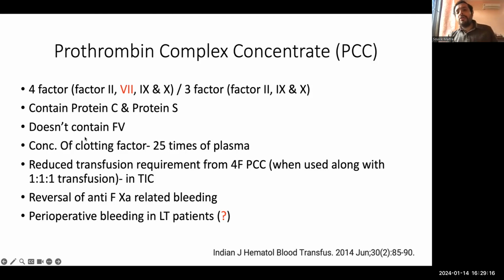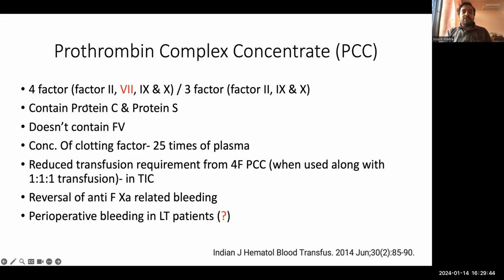Next, coming to prothrombin complex concentrate. PCC is a relatively newer concept. Basically, as the name suggests, PCC contains important coagulation factors, and it is called a 4-factor PCC or a 3-factor PCC. So what is the difference between 4-factor PCC and 3-factor PCC? The 4-factor PCC contains factors 2, 7, 9, and 10, and the 3-factor PCC doesn't contain factor 7. So this is the practical difference.